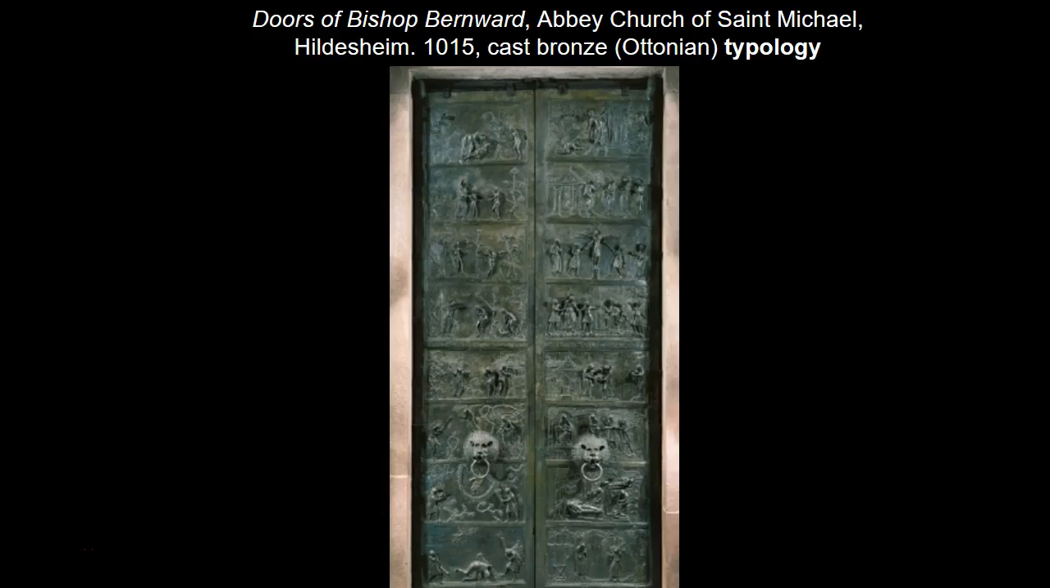So one art form that starts to become popular in the Ottonian period, and will continue to be popular for quite a time into the Renaissance and beyond, is bronze doors. Of all things, doors made of bronze panels. This is the set of doors for the Abbey Church of St. Michael in Hildesheim, designed by Bishop Bernward.